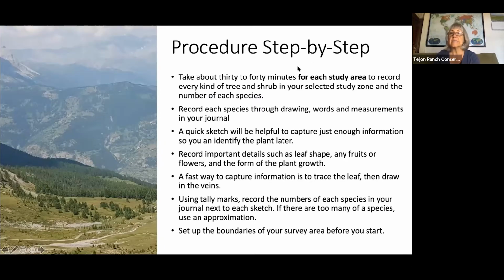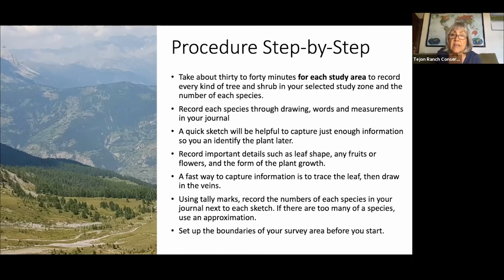So here is the step-by-step procedure for doing it. You're going to take about 30 to 40 minutes for each of those study areas to record every kind of tree, shrub, and herb in that selected area. Now, you don't need to know what the names are. What you can do is sketch them and describe them in words and by counting, and then give them a letter as their identifying feature.